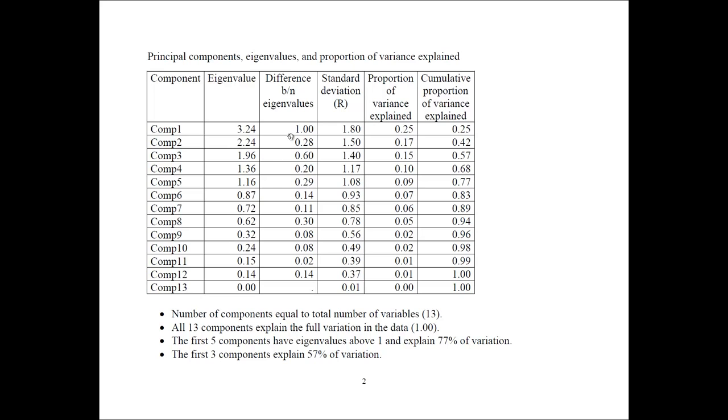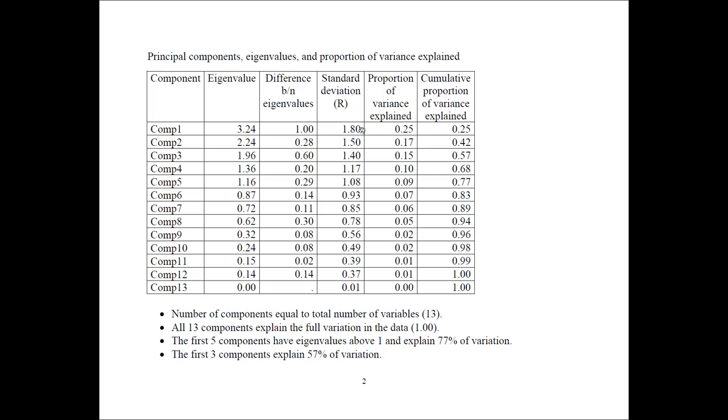And this is the difference between the eigenvalues. So the 1 is the difference between 3.24 and 2.24. The 0.28 is the difference between these two, and so on. The 60 is the difference between the third and the fourth component. If you use the R software, it also gives you the standard deviation, which is basically the square root of the eigenvalue.